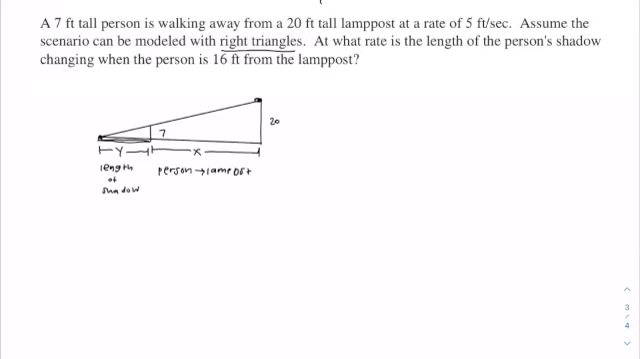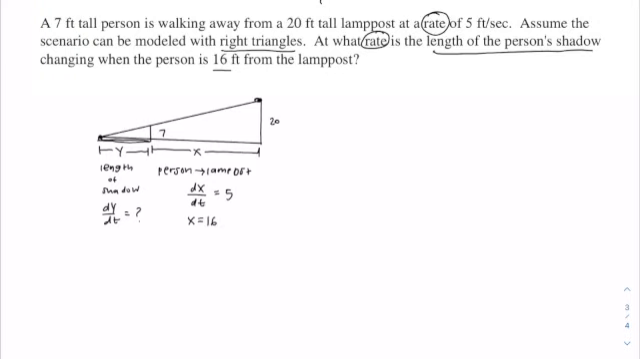Okay, so it gives us that the person is walking away at a rate of 5 feet per second. So again, the rate tells us a derivative. The distance between the person and the lamppost is increasing at this rate. So dx/dt is 5. And then it also asks, at what rate is the length of the person's shadow increasing? So at what rate is y increasing? So dy/dt is what we're trying to find. And we're also given that the person is 16 feet from the lamppost. So x in this situation is 16.